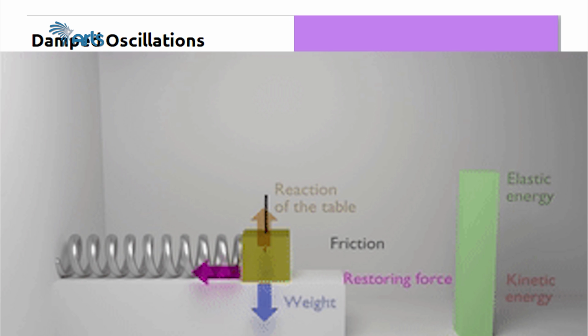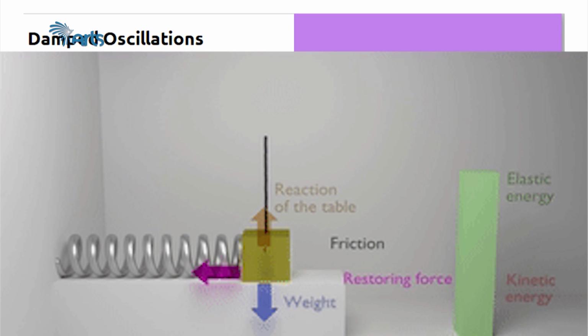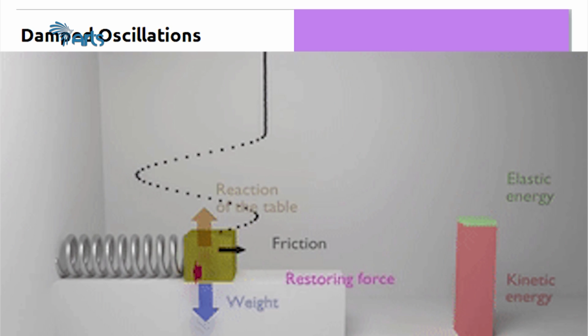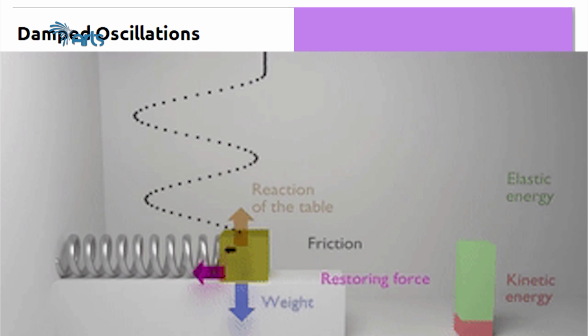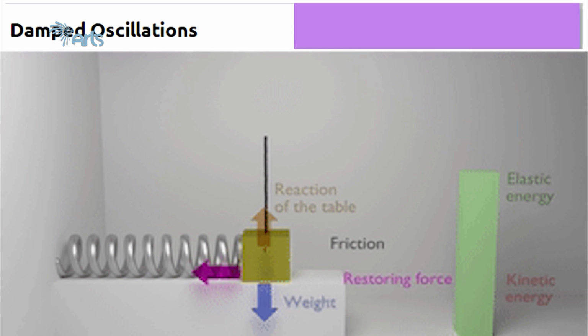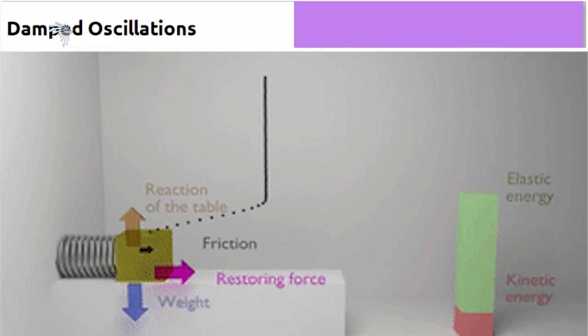Damped oscillations. In real systems, simple harmonic motion is subjected to energy loss due to drag force like friction. This energy loss process is called damping, and it's characterized by a decrease of amplitude. Depending on the magnitude of the drag force, we have 3 kinds of damped oscillations.